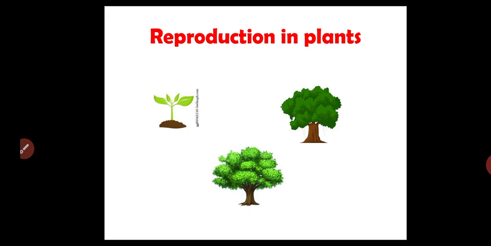Plants, humans and animals reproduce in different ways. Even in animals they reproduce in different ways. Yes, we have different types of reproduction in animals. Some give birth to young ones, some lay eggs. So there are even types of reproduction in animals too.